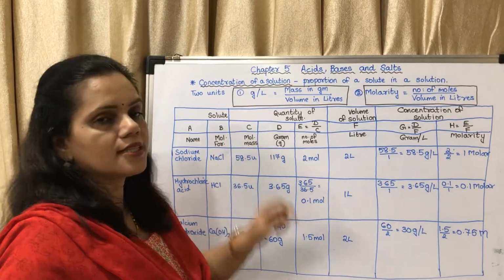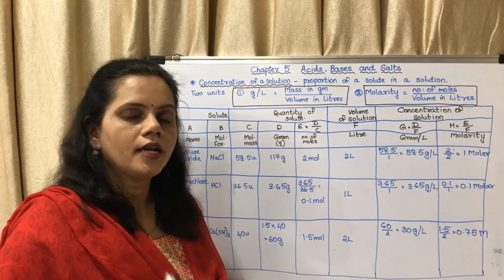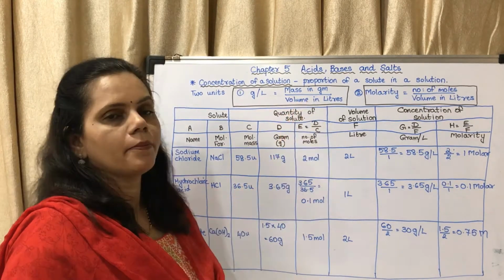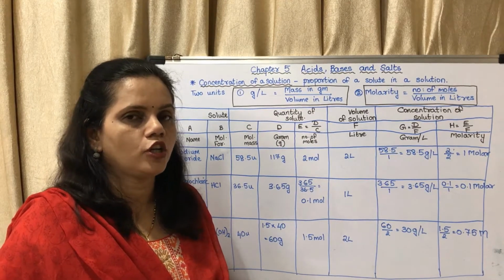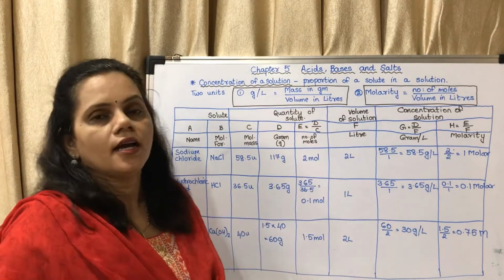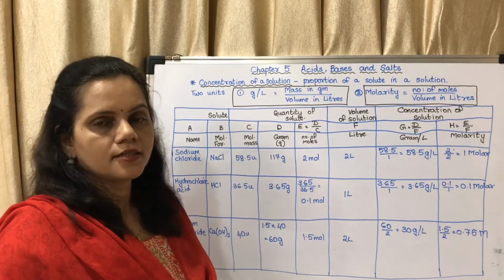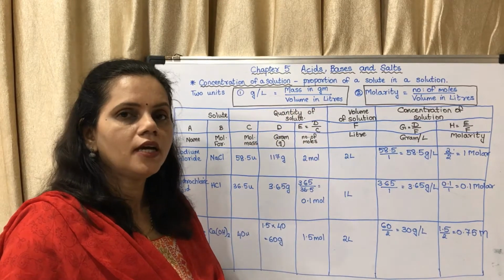The first unit is gram per liter. How will you calculate it? The equation is mass in gram upon volume in liters. You may write this on that page itself in your textbook. So gram per liter is the first equation: mass in gram upon volume in liters.